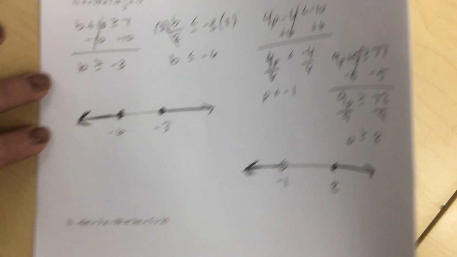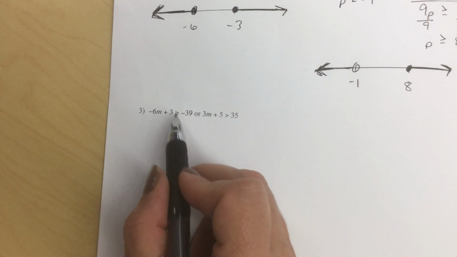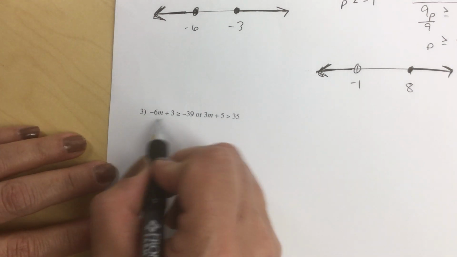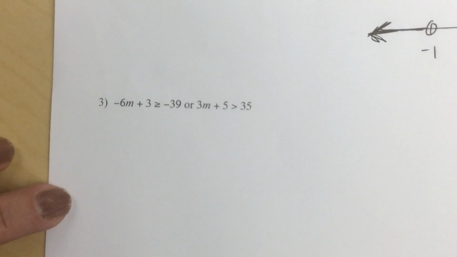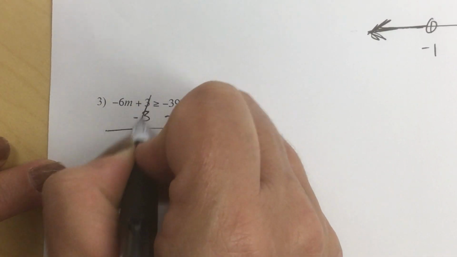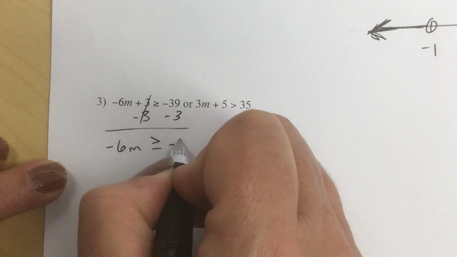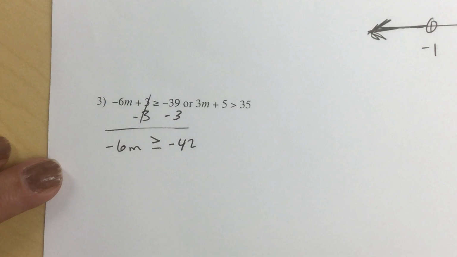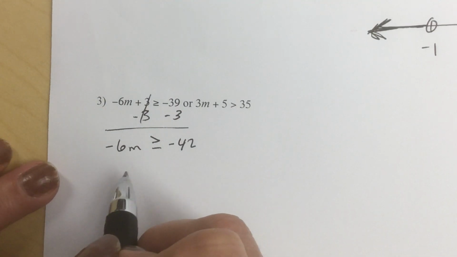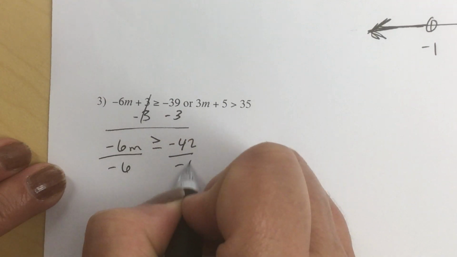Okay, the last example is -6m plus 3 is greater than or equal to -39. Okay, so minus 3. So I have -6m is greater than or equal to -42. So now I need to get m alone. I'm not going to add 6. This is multiply, so I'm going to divide by -6.